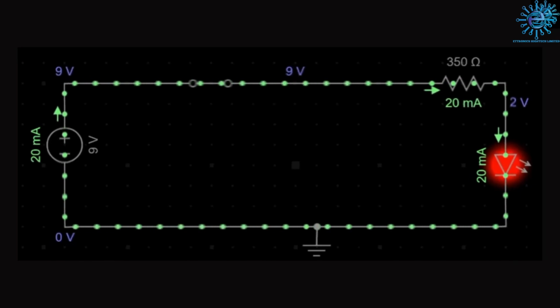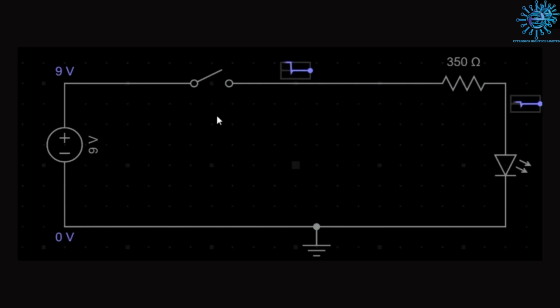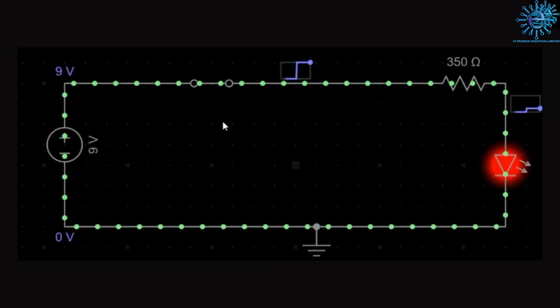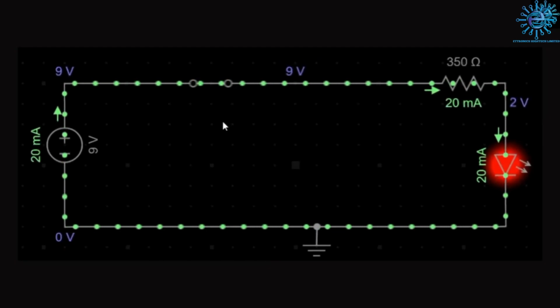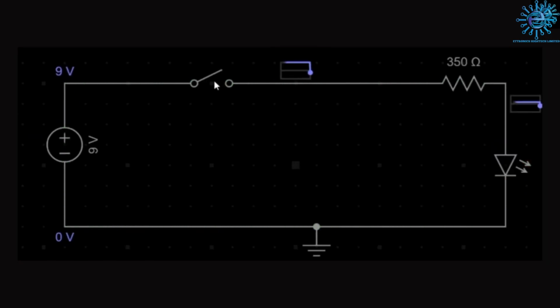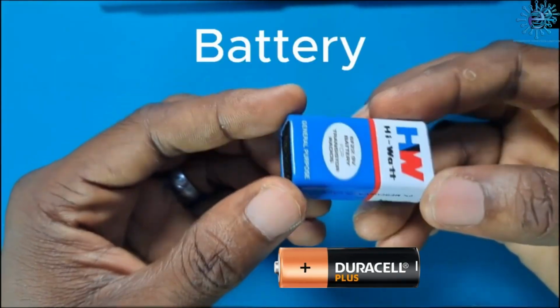Electricity has one important rule. It needs a complete path to flow. If there is a broken path, electricity does not flow. That complete path is called a closed circuit, and the broken path which does not allow electricity to flow is called an open circuit.